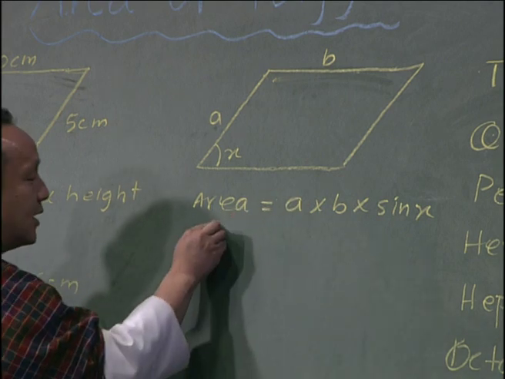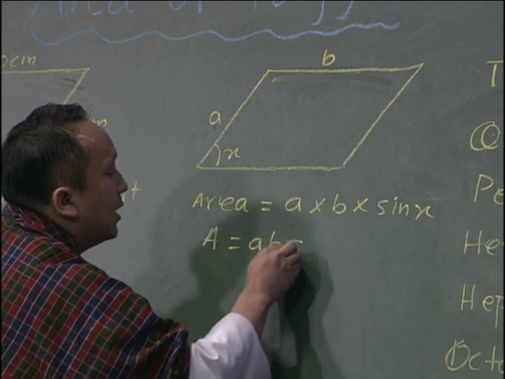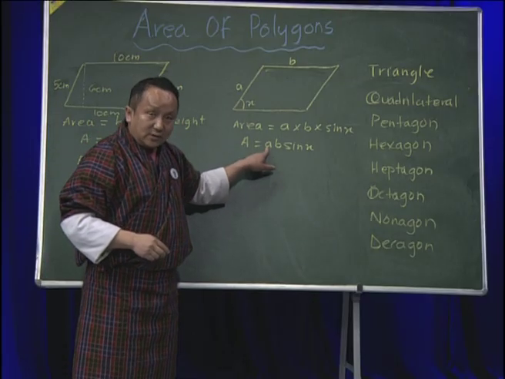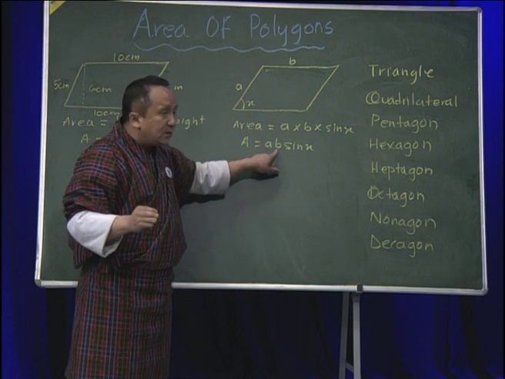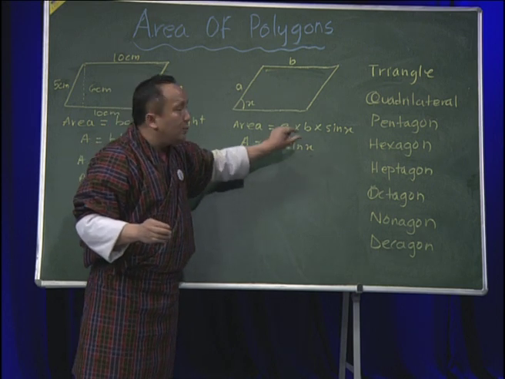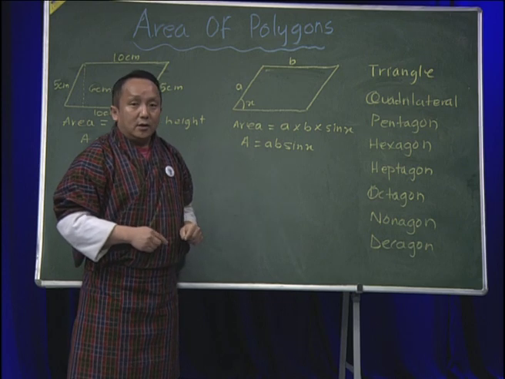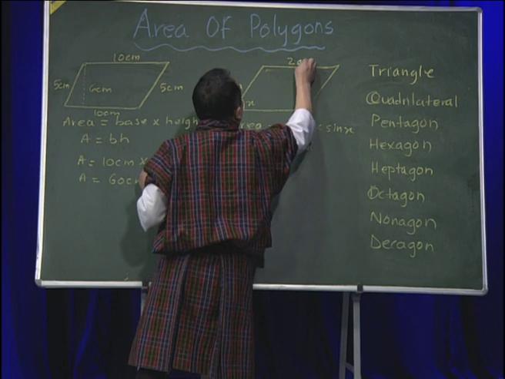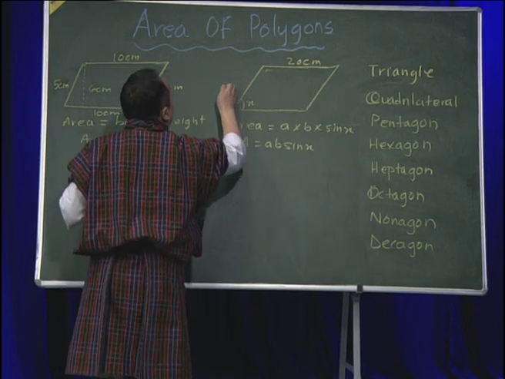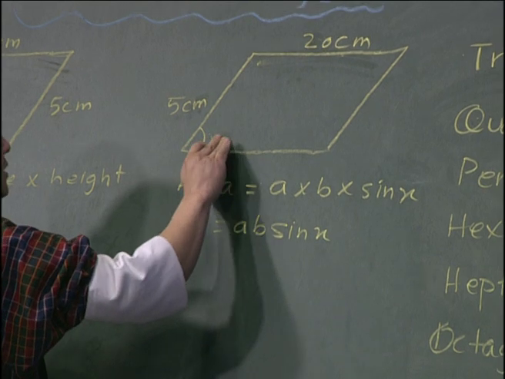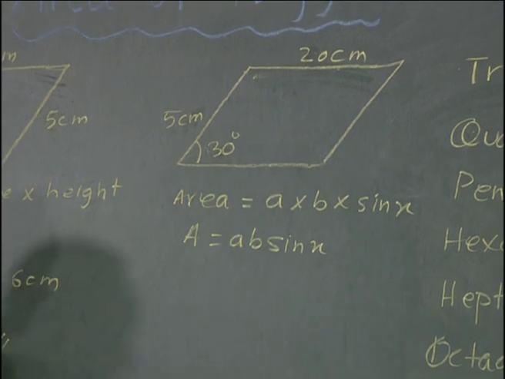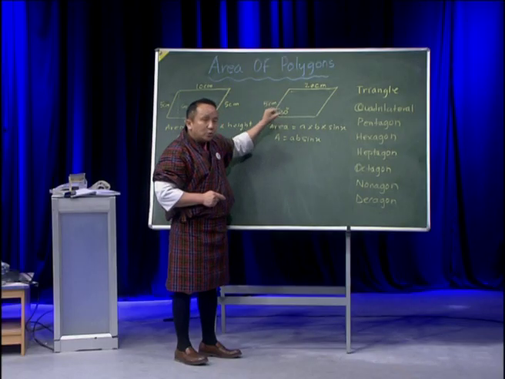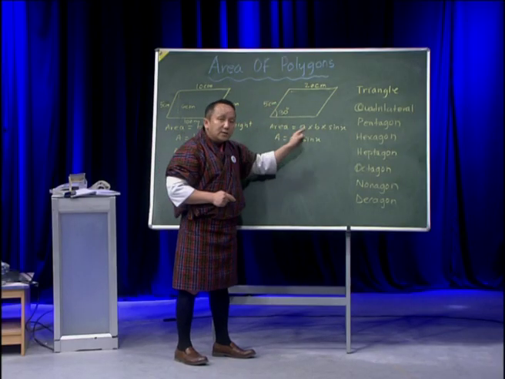In short, it can be written as A equals AB sin x, where A represents the shorter side, B represents the bigger side, x represents the angle between the two sides. For instance, let's say this bigger side is 20 centimeter, this shorter side is 5 centimeter, let's say the angle is 30 degree. So if you're asked to determine the area of this parallelogram, if there's an angle between the two sides, you can use this formula AB sin x, right?